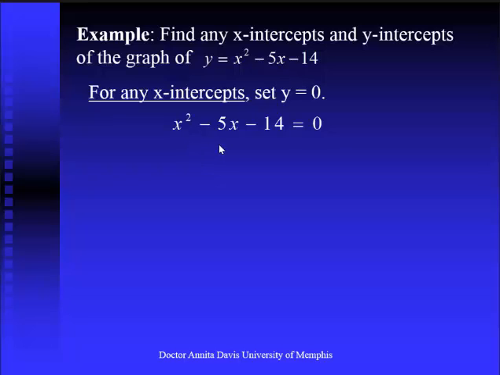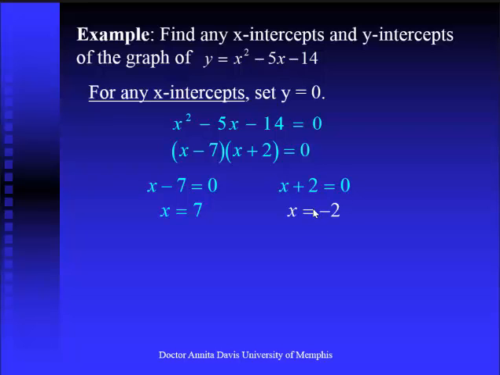x squared minus 5x minus 14 now equals 0. We want to solve for x, so we factor: x minus 7, x plus 2 equals 0. This means either x minus 7 equals 0 or x plus 2 equals 0. If x minus 7 equals 0, then we add 7 to both sides and x equals 7. If x plus 2 equals 0, then we subtract 2 from both sides and x equals negative 2.